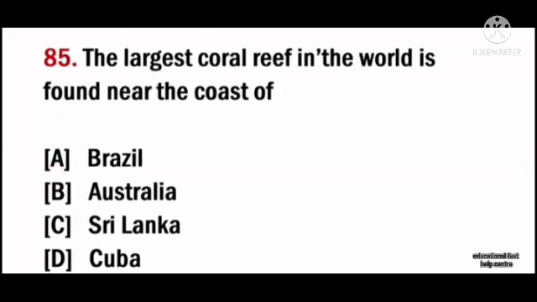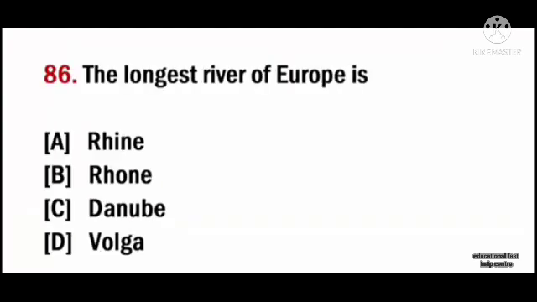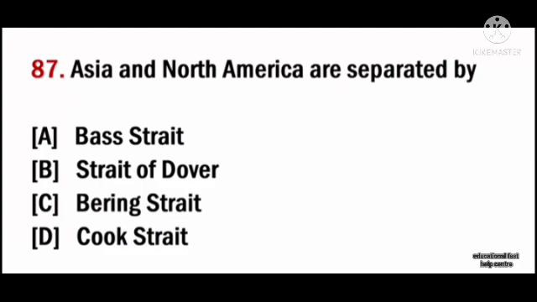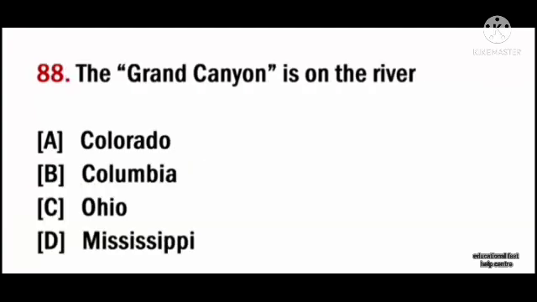The largest coral reef in the world is found near the coast of? Answer B, Australia. The longest river of Europe is? Answer D, Volga. Asia and North America are separated by? Answer C, Bering Strait. The Grand Canyon is on the river? Answer A, Colorado.